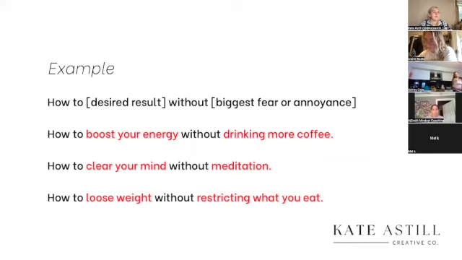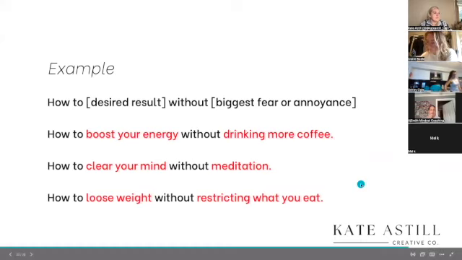How to clear your mind without meditation. I know so many people who have busy minds and they flat out refuse to meditate because they don't enjoy it. So what other strategies can we give them to clear their mind that doesn't involve meditation? And then lastly, losing weight without restricting what you eat. Restricting what people eat isn't always what helps them lose weight, or it might be what helps them lose weight initially, but it's not achievable or manageable.